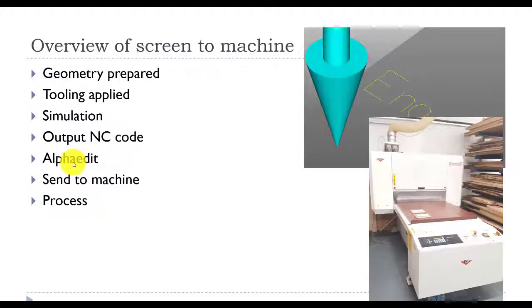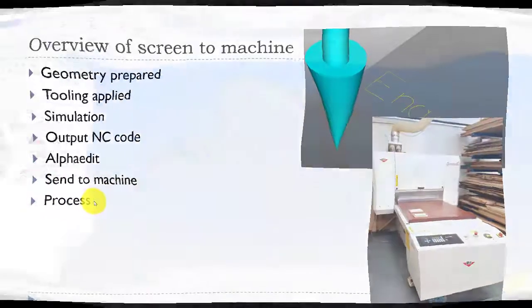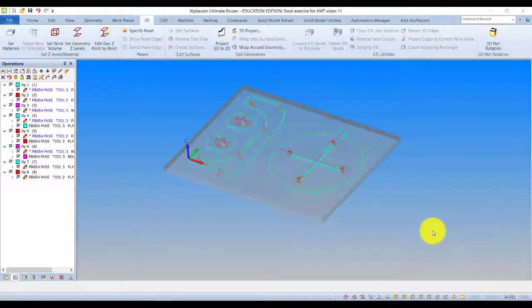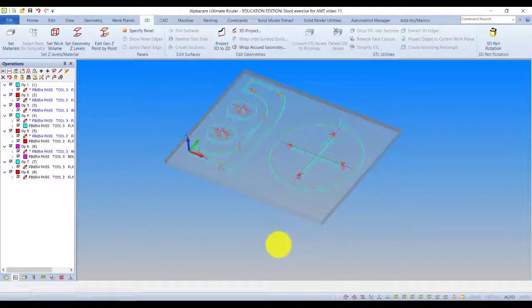And to do that and to check and edit and make any changes to that NC code, we're going to use a version of Alphacam, a kind of plugin called Alpha Edit. And then we'll be in a position to have it sent to the machine and have it process the physical workpiece for us.